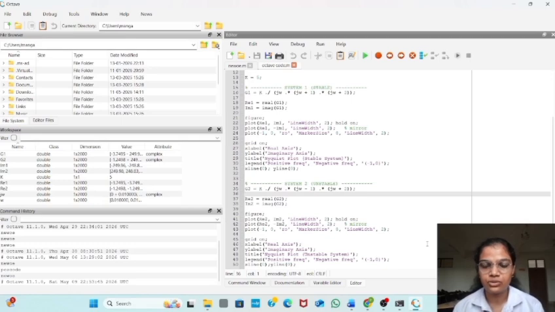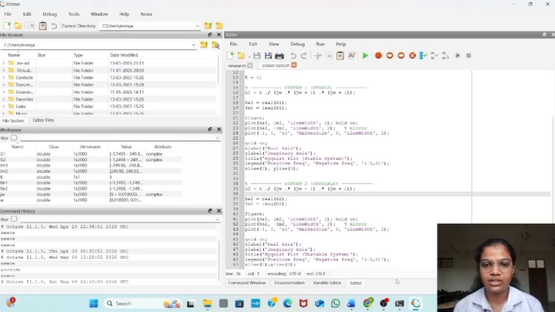G2 equals K by j omega into (j omega minus 1) into (j omega plus 2). This line defines the transfer function of the unstable system. Mathematically, G of S equals K by S into (S minus 1) into (S plus 1). Here, one pole is located at plus 1, which lies in the right half plane. Therefore, the system becomes unstable.